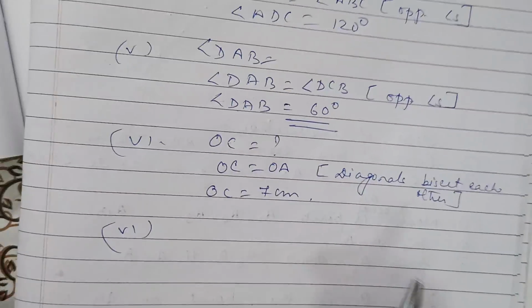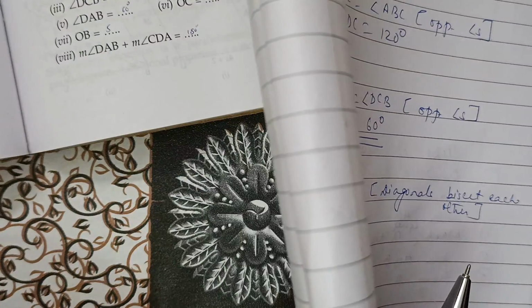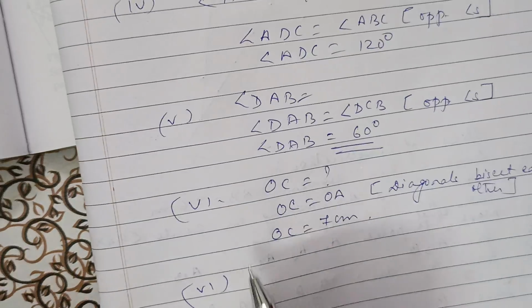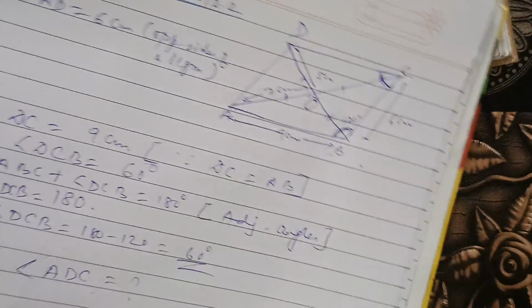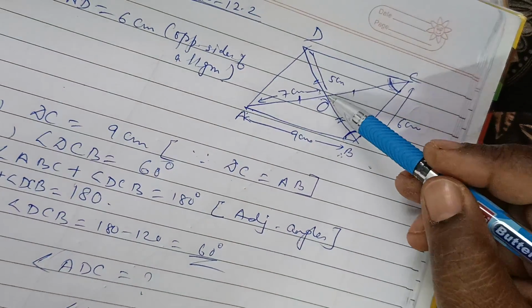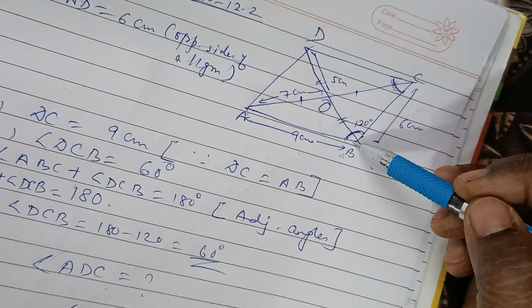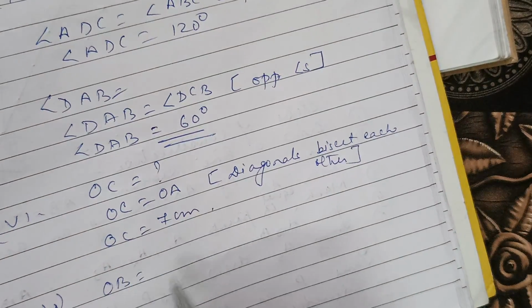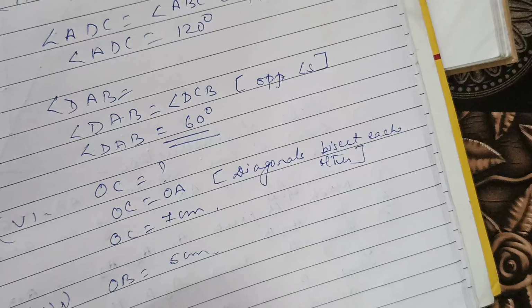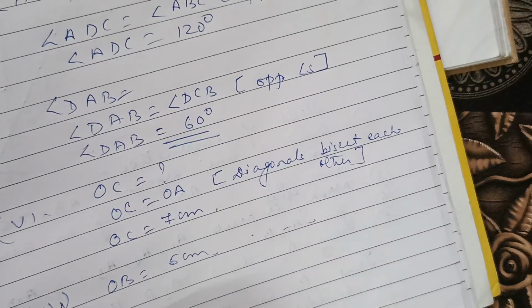Then come to the seventh, OB. OB again, it is the same as that of OD, because OD is 5 centimeter. So OB will also be 5 centimeter. So we'll write down like this only. So OB is equal to 5 centimeter. You have to write down the property.